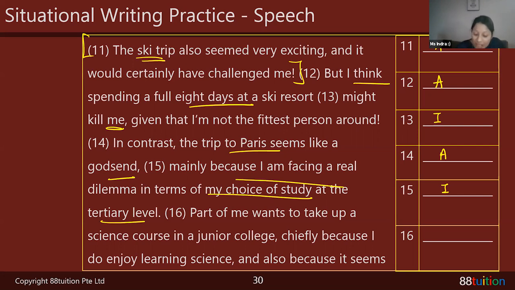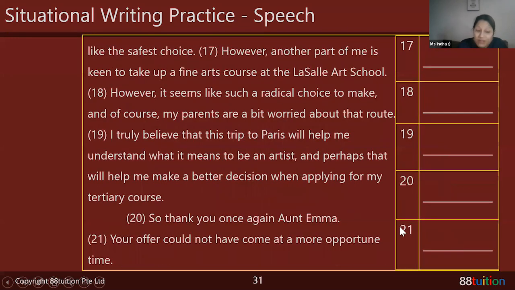I do enjoy learning science, right? So obviously this is something invented. They did not mention anything about this, right? And also because it seems like the safest choice. However, another part of me is keen to take up a fine arts course at the LaSalle Art School, invented again. Okay, you are not told anything about your background, you're not told anything about your interests, you're not told anything about your strengths, so you invent it up.